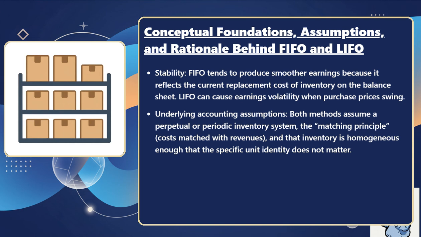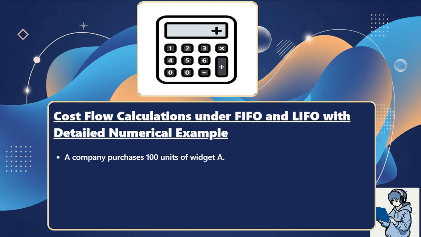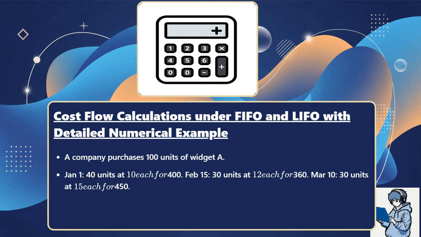Underlying accounting assumptions. Both methods assume a perpetual or periodic inventory system, the matching principle, costs matched with revenues, and that inventory is homogeneous enough that the specific unit identity does not matter. A company purchases 100 units of widget A. On January 1st, 40 units at $10 each for $400. On February 15th, 30 units at $12 each for $360. On March 10th, 30 units at $15 each for $450.